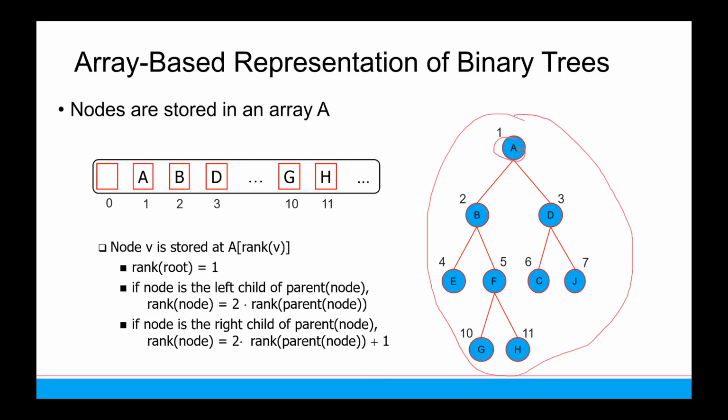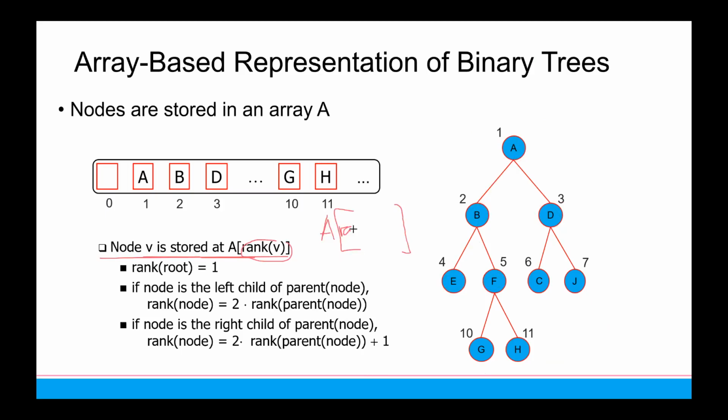This node A has two children, B and D. B has two children, E and F, and so on. So the idea is that node V is stored in array A at the index given by the rank of V. What is the rank of V? If V is the root, then the rank starts at 1.